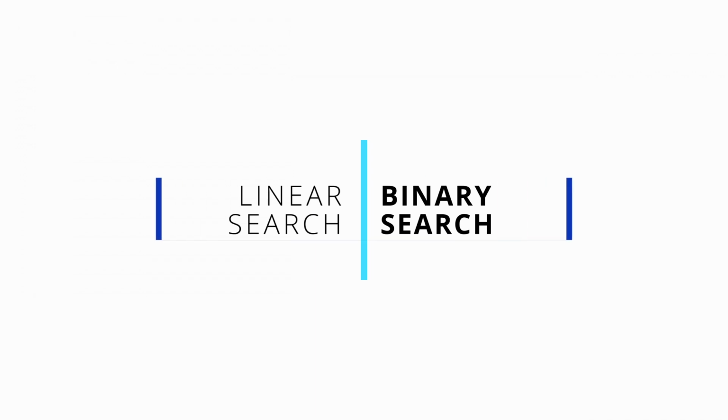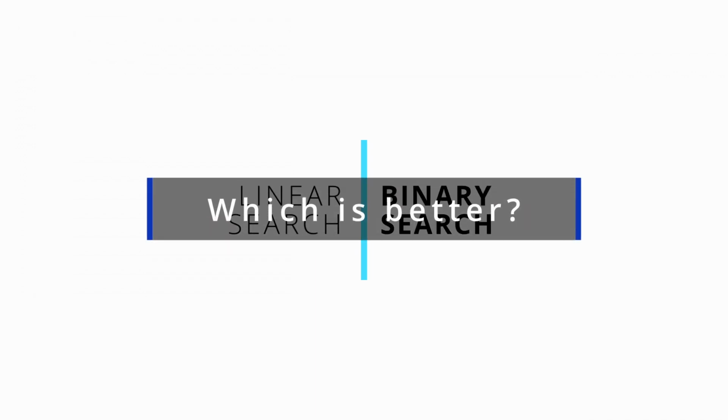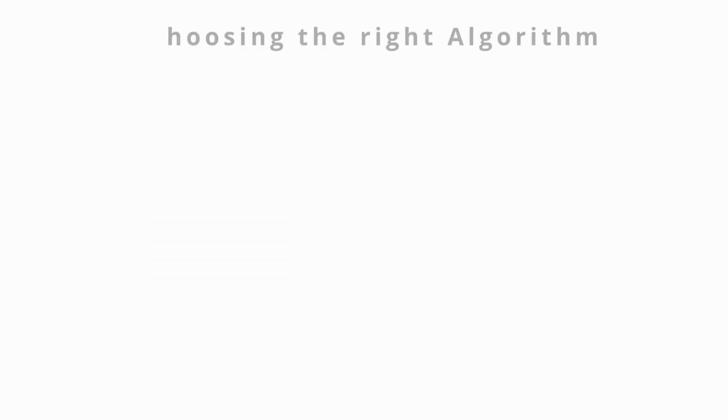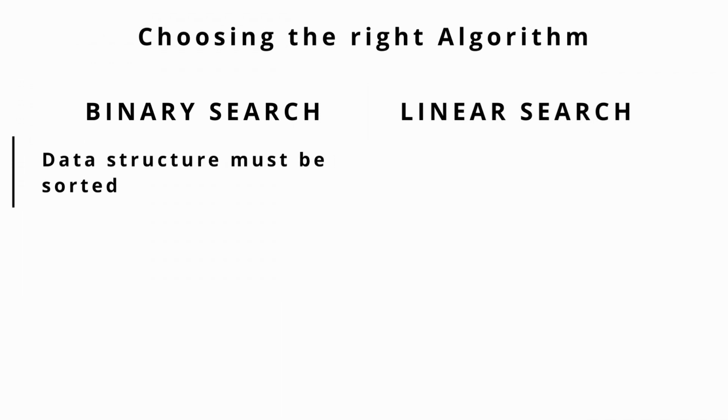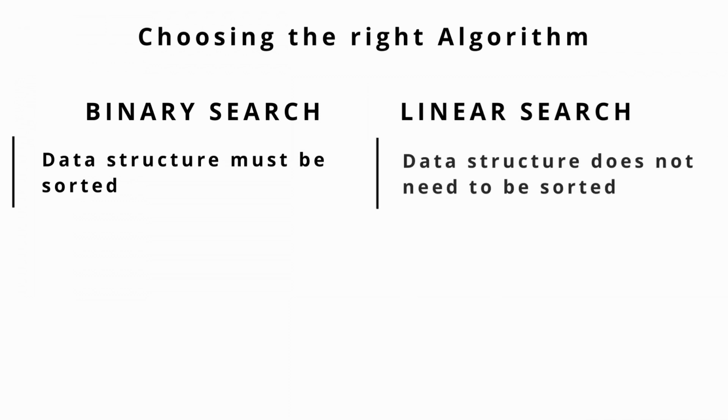So moving on, does all of this mean that binary search is a superior algorithm to linear or sequential search? Well, not necessarily. As with most complex things, which algorithm to use depends on many factors. The most obvious one being that binary search can only be used on sorted data structures. Linear or sequential search can be used on both sorted and unsorted data structures.